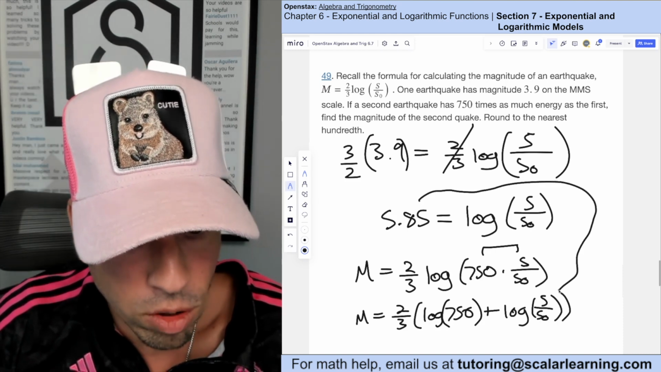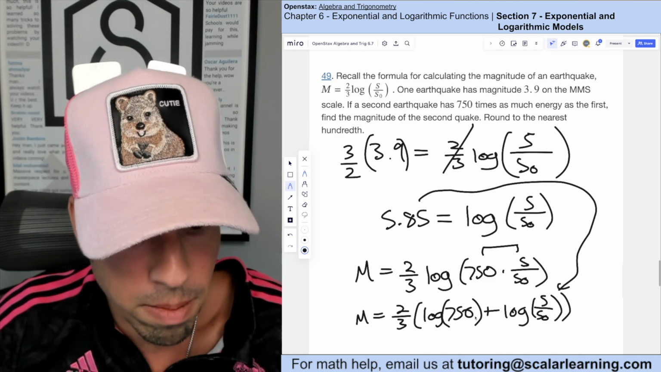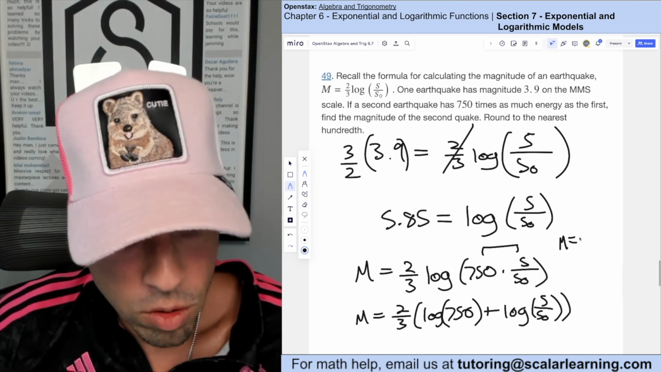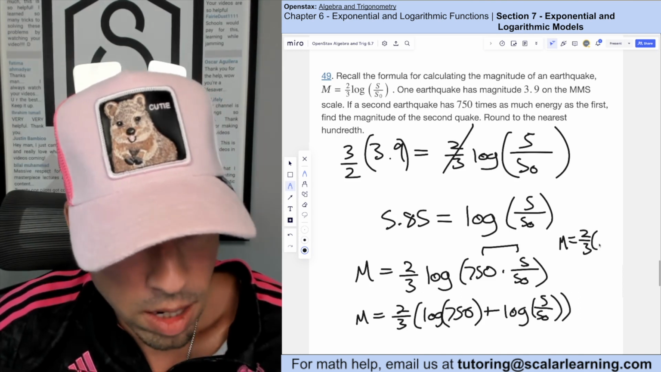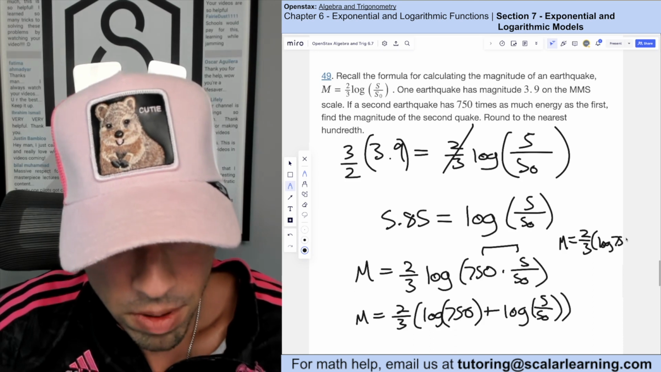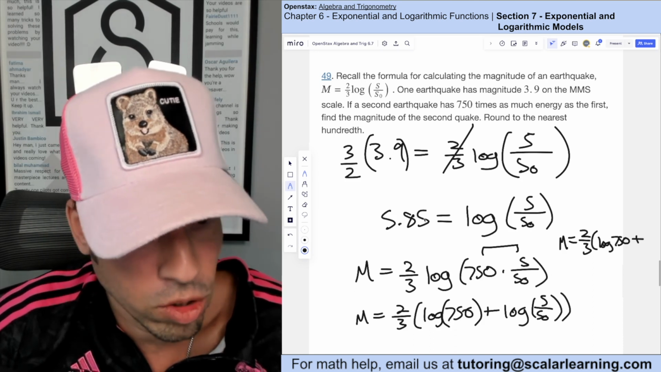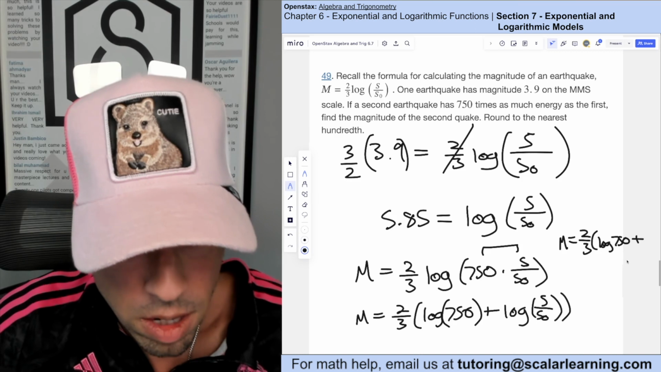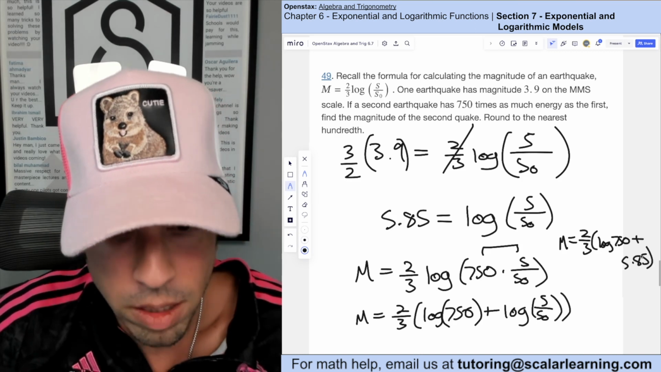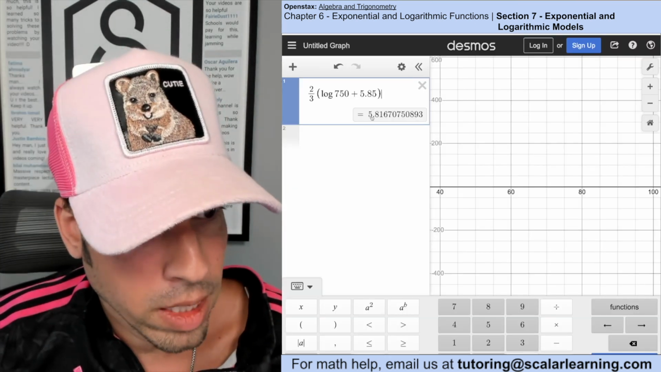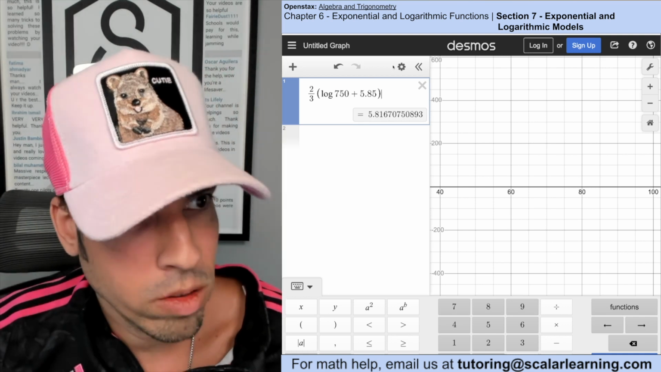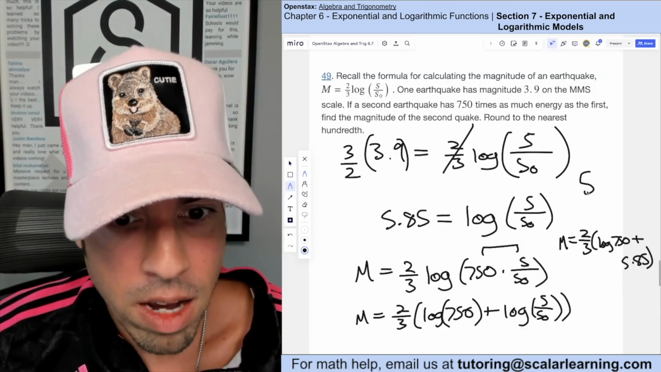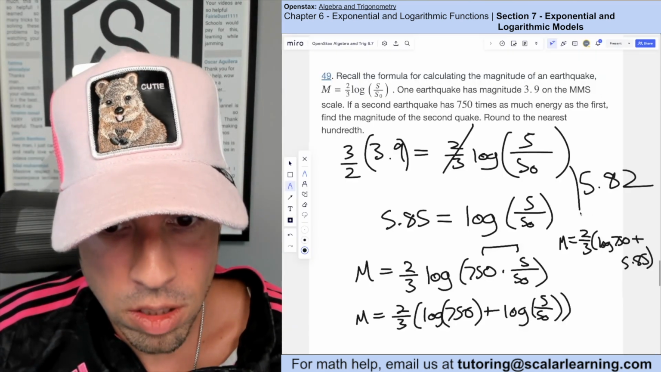It's 5.85. So now I can plug and chug and solve for M. So now I've got M equals 2/3 times log of 750 plus, and then I'm substituting in 5.85 for this piece, and let's plug it into the calculator. And then we get a nice magnitude of 5.816, which rounds to 5.82. So 5.82 is the magnitude to the nearest hundredth.